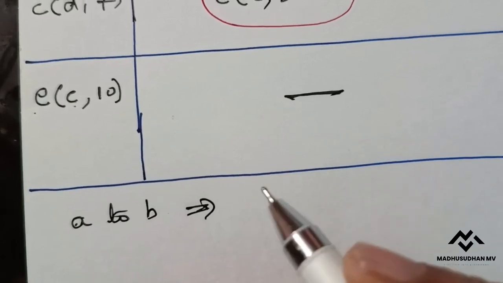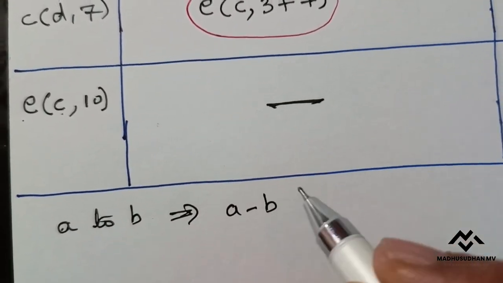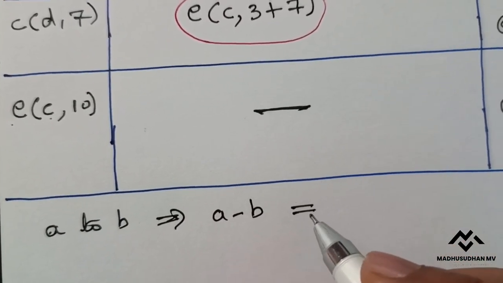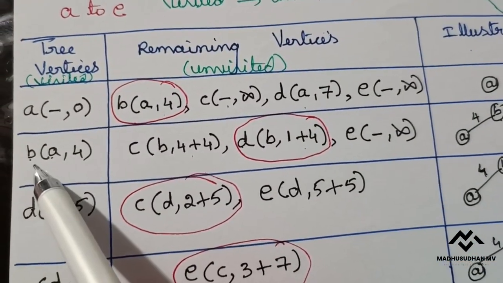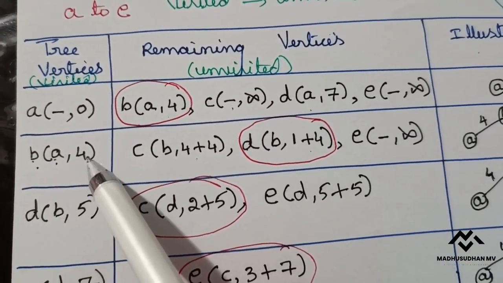A to B. What is the path? Directly I reach from A to B, and I travel the shortest distance. What is it? A to B is 4. See here, B I reached from A at a distance of 4.